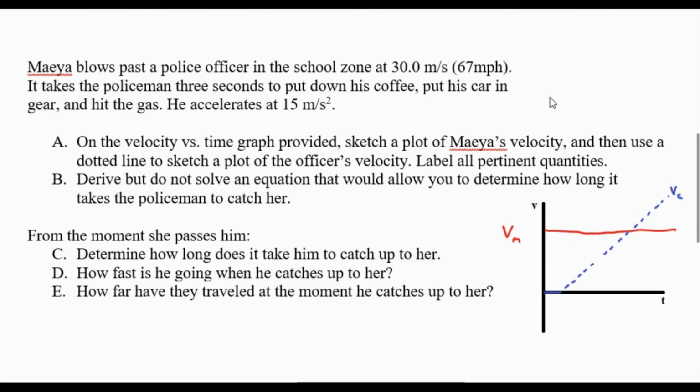Part B asks us to derive an equation that would allow us to determine how long it takes the policeman to catch her. To derive an equation means we're going to make a new equation from other more basic equations. We're going to need the policeman's time, and our final answer can't include anything that wasn't either given in the problem or is some kind of physical constant like the acceleration due to gravity. I'm going to show you two distinct and different ways to do this. Let's go.